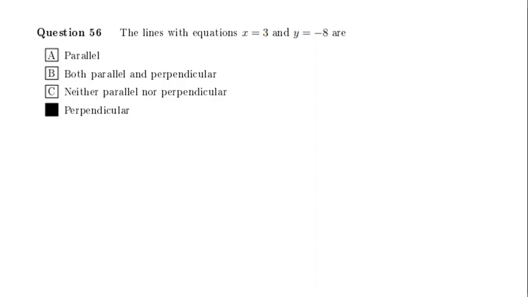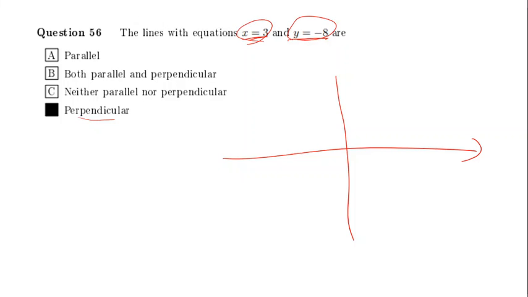The lines with equations x equal to 3 and y equal to minus 8: are they parallel, perpendicular, or both? Now these are non-standard lines. They don't have the ax plus by type form, so I'm calling them non-standard lines. So we don't try to calculate the slopes, but the best thing is to draw them. When you see this type of equations, these are vertical lines or horizontal lines.